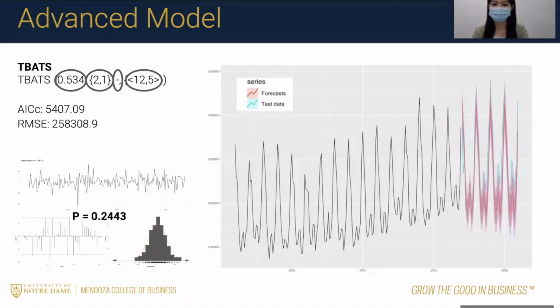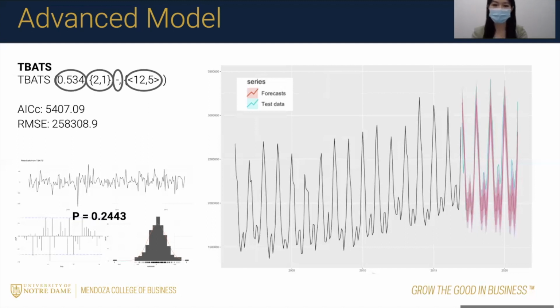Our second additional model is the TBATS model. The TBATS model is capable of modeling time series with multiple seasonalities, such as weekly and yearly seasonal patterns. T stands for trigonometric, B for Box-Cox transformation, A for ARMA errors, T for trend, and S for seasonalities. Interpreting this model, we can see that it has a Box-Cox transformation parameter of 0.534. Error is modeled as an ARMA(2,1) process. A seasonal period of 12 is used in the model, with 5 corresponding Fourier terms for the seasonality.